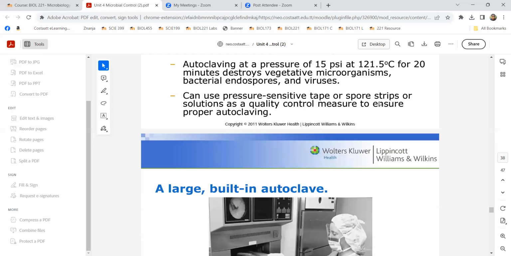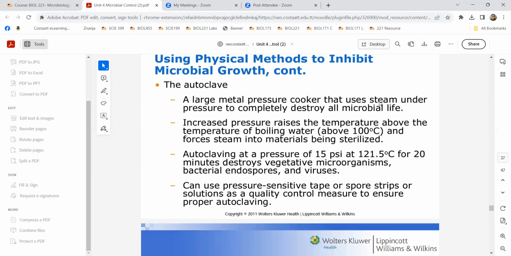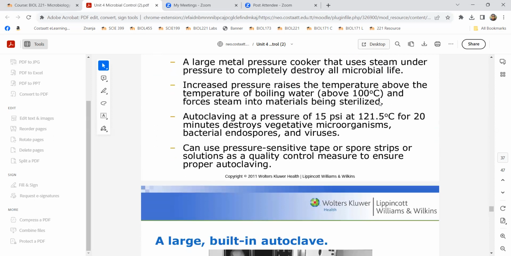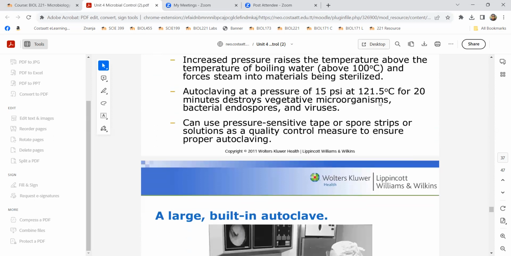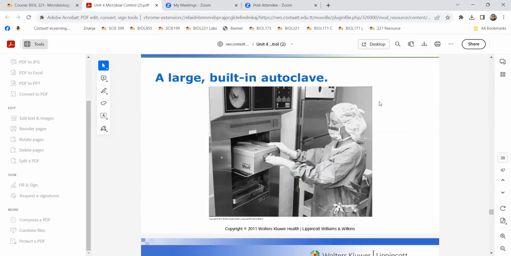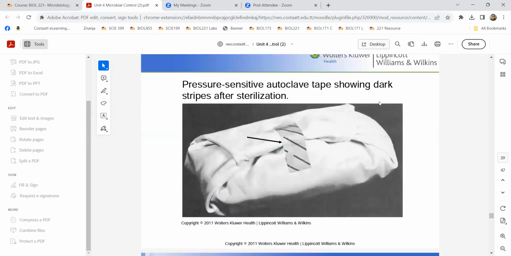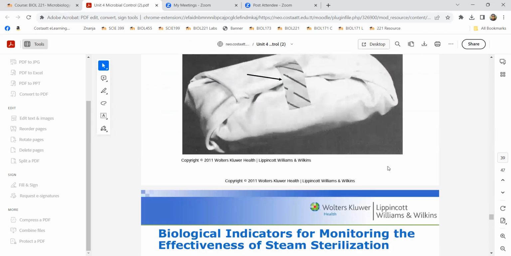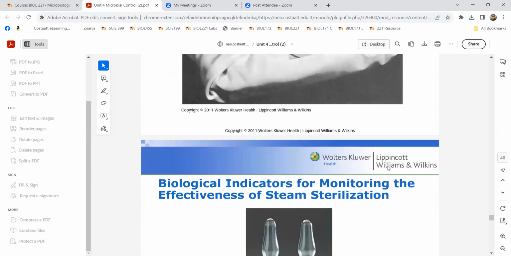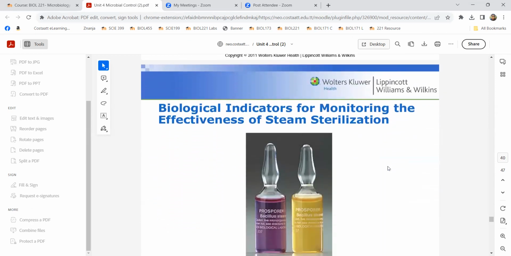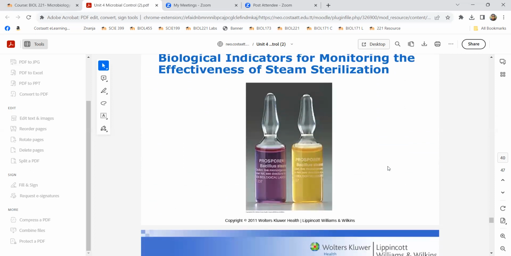An autoclave maintains an environment where you have a pressure of 15 psi and a temperature of 121.5 degrees Celsius. Those materials are left for about 20 minutes and it destroys all living things present there. Usually in the autoclave, they would use this tape. It does not have the black lines on it when you put it in. However, when you remove it and you see the black lines, it tells you that all conditions were met and all living things should be dead on those different materials. So you can use them effectively without contamination.